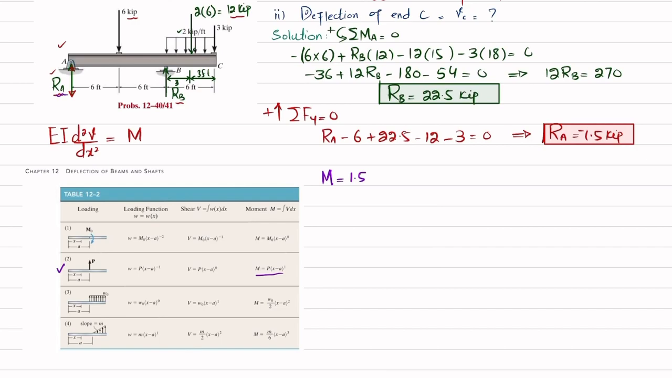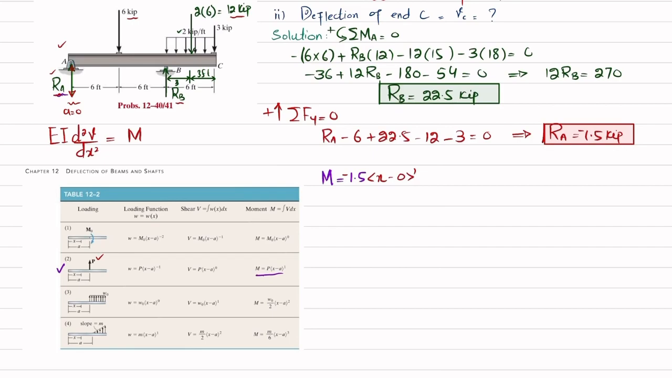Clear? Now you can see we'll start from this load RA. So the moment equation will be this one. The load is upward, so this is positive. Here the load is downward, so it will be minus 1.5 into x minus a, where a is equal to 0 over here. So x minus 0 power 1.